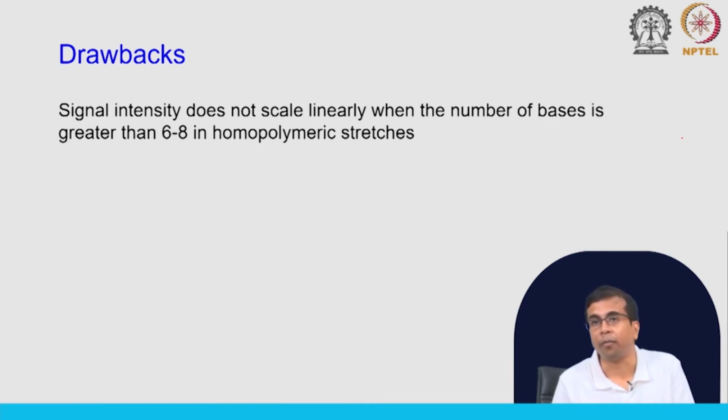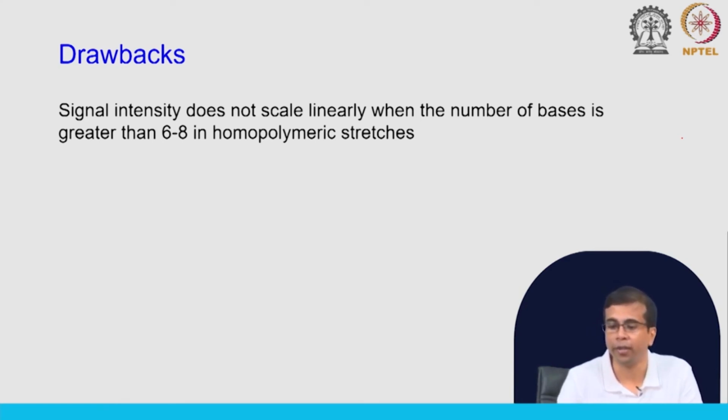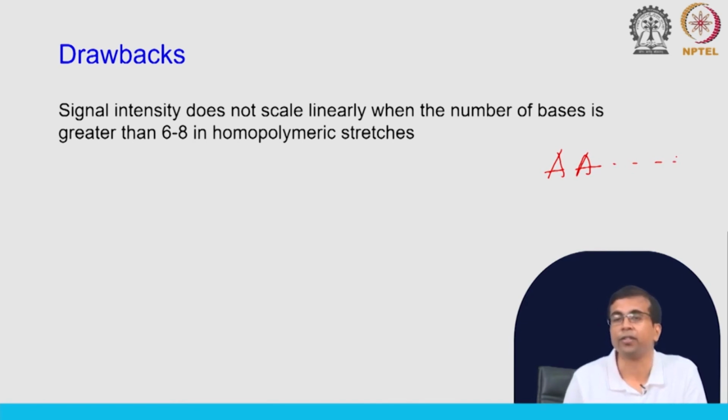There was a bigger problem with 454: the signal intensity was not linearly proportional when the number of bases was greater than 6 to 8 in homopolymeric stretches. There are regions in the genome where you see a single base repeated multiple times. This is quite common across the human genome as well as other genomes. One base, for example A, is repeated, let us say 10 times, 20 times. You have these variations across genomes. In some places it is maybe 5 times, in some places 8 times, in some places 12 times, some places 20 times, and so on. These regions are called homopolymeric stretches.